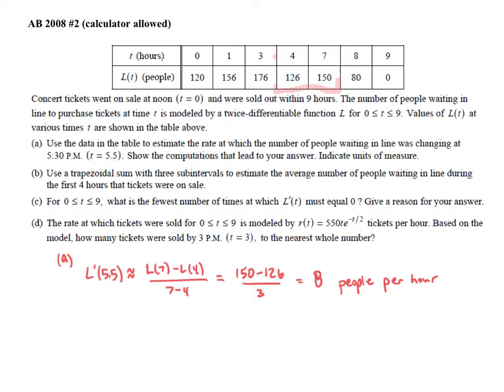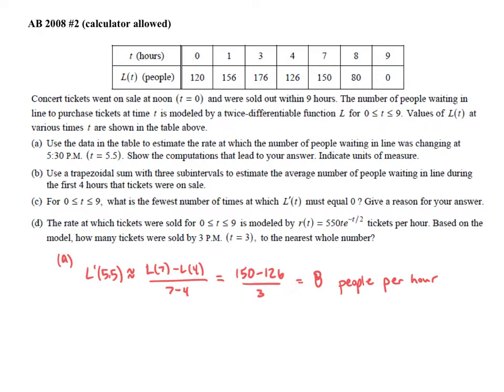So part B is the main concept here for this particular section, which is going to be on approximations. And it says to use the trapezoidal sum with 3 subintervals to estimate the average number of people waiting in line during the first 4 hours that tickets are on sale. Notice how they don't say equal intervals.